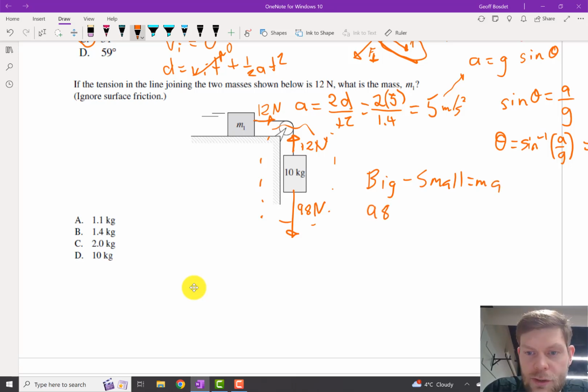Big is 98, small is 12, and that's going to equal 10 times A. 98 minus 12 is 86, divided by 10 is 8.6. So we've got an acceleration of 8.6.